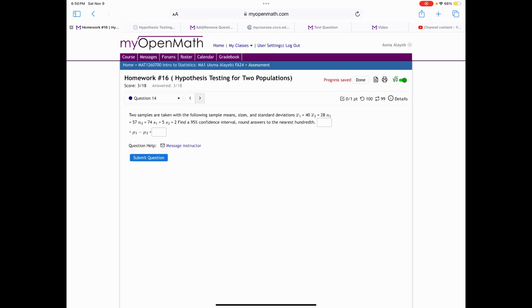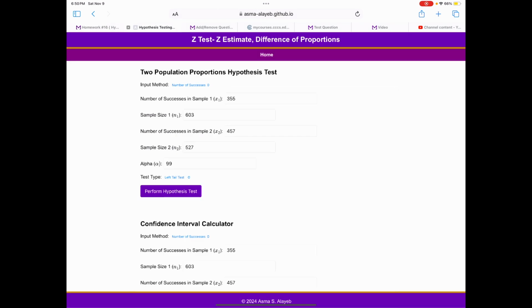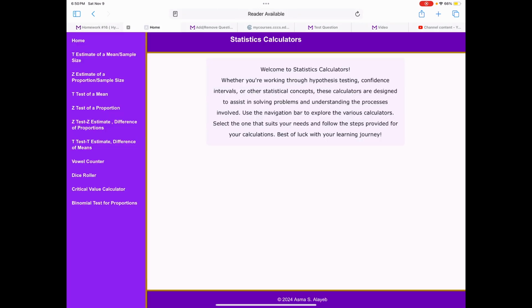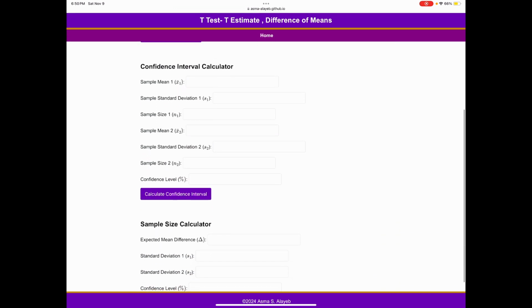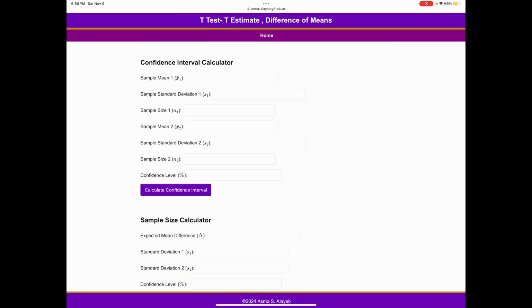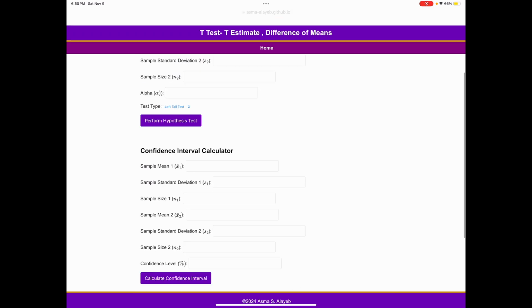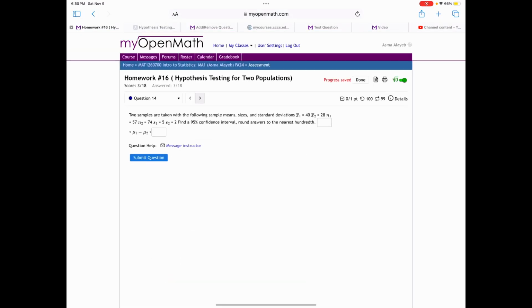Round the answer to the nearest hundredth. So in this case, you will notice that we're finding the confidence interval for the difference of means, which means when you go to the calculator in the resources, the test that you should be choosing is the t-estimate, t-test difference of means, this one right here. And you're going to go to the second section where it says confidence interval calculator. So I'm going to go to the question and try to fill in the information.